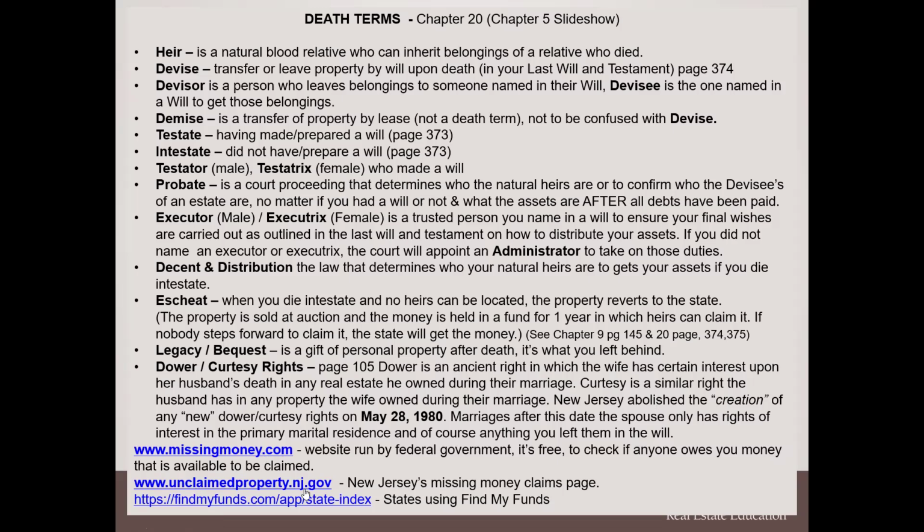Missingmoney.com and unclaimedproperty.nj.gov. Did anybody go there and search their names when I gave you these links once before? Do you guys search at all? See if your names were on that list? No. Even though you didn't think your name may be on that list? Take a look. Your name, or maybe one of your relatives' names, are on there, and you may be able to make a claim to some of those assets.